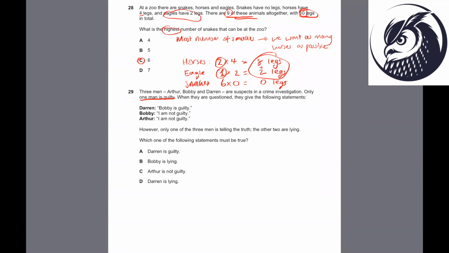So Darren says, Bobby is guilty. Bobby says, I'm not guilty. Arthur says, I'm not guilty. However, only 1 is telling the truth. The other 2 are lying. Which one of the following statements must be true?